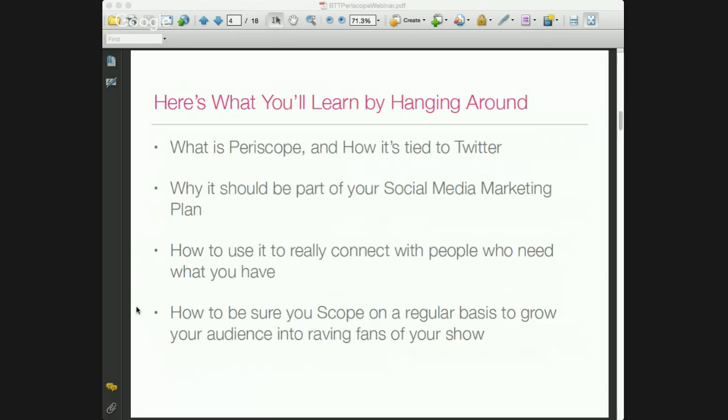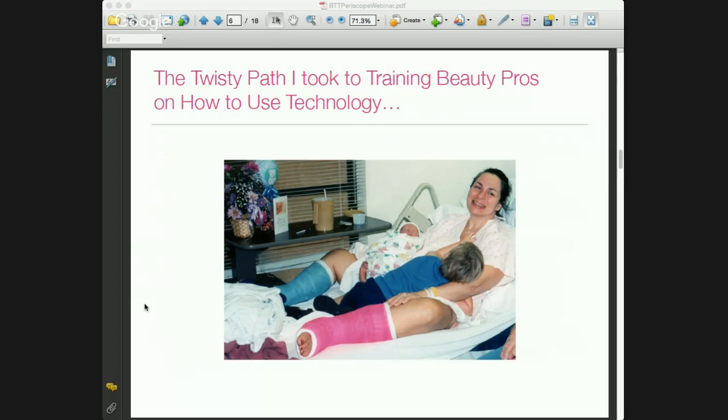So what is Periscope and how is it tied to Twitter? Yes, it's very much tied to Twitter. Why you should be using it as part of your social media platform, and how to use it to really connect with the people who need what you have to offer. Really, what you need to do is scope on a regular basis to grow your audience and have really raving fans of your show. What does that mean? I'll show you in a minute. I'll give you an example. So that's what you're going to learn.